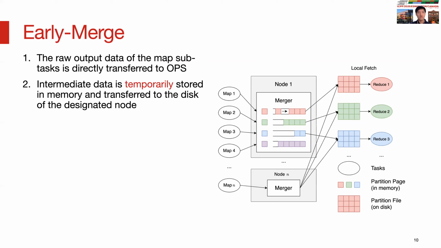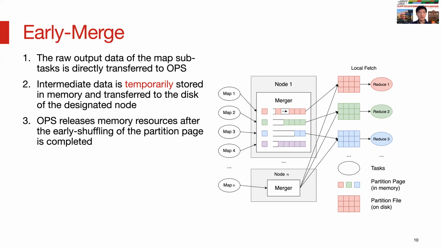The scheduler of OPS performs early scheduling based on the partition data of the first round of map subtasks and starts early shuffle after the memory usage reaches a certain threshold. OPS releases memory resources after the early shuffling of the partition page is completed. The early merge strategy avoids the intensive shuffle requests in the original shuffle phase.